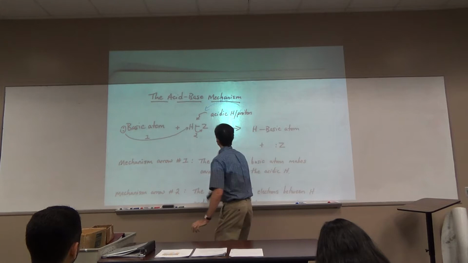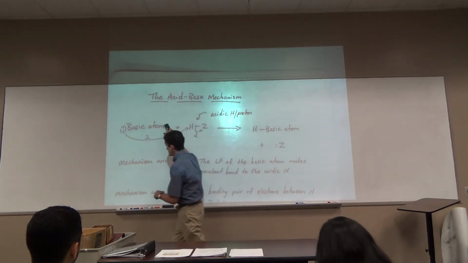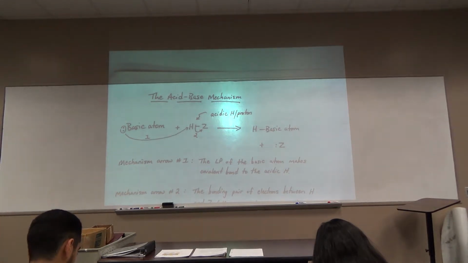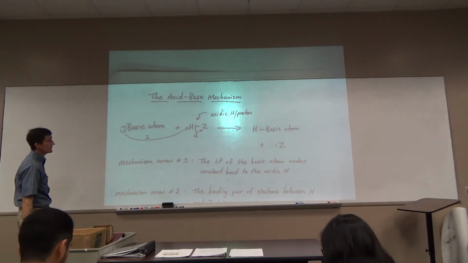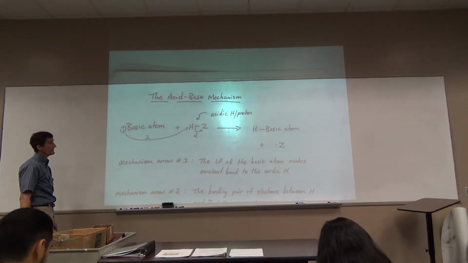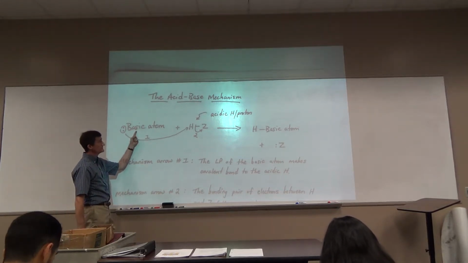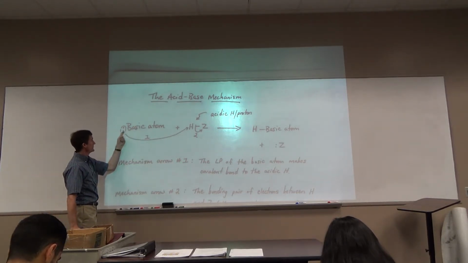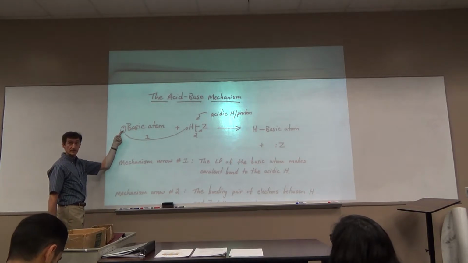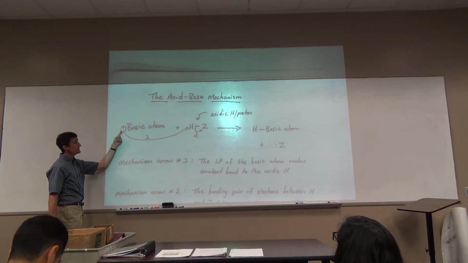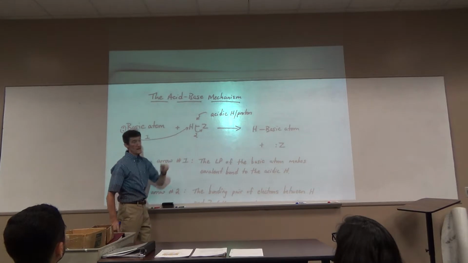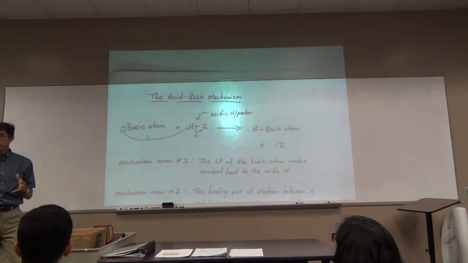The acid-base mechanism. How do you show an acid-base reaction? How do you predict outcomes of acid-base reactions? When you have an acid or base, you're going to have a base and an acid. You've got to identify those. The basic atom, typically a lone pair, is the business end of the base, right? What does the lone pair do? The lone pair reacts with the proton on the acid. Proton meaning the hydrogen, right?